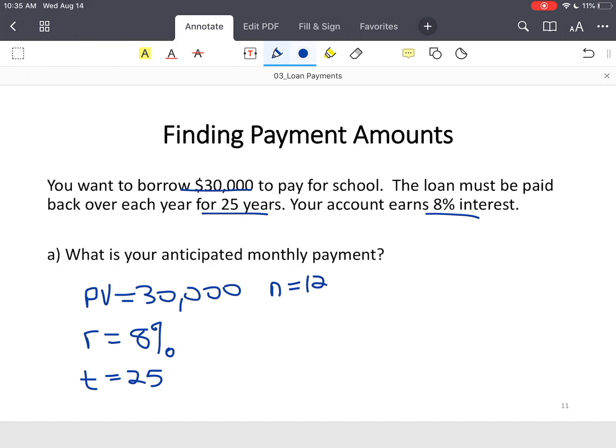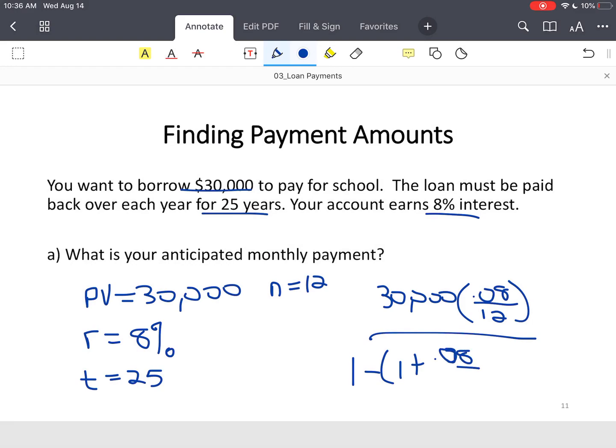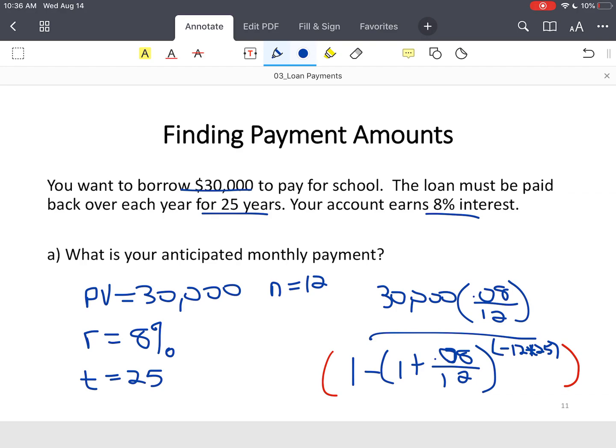All right, so you take your calculator, you substitute your values. 30,000, interest rate is 8%, 0.08 divided by 12, all over 1 minus 1 plus 0.08 divided by 12, raised to the negative 12 times 25. And then again, depending on what type of calculator you're using, you want an extra set of parentheses around your denominator in particular.